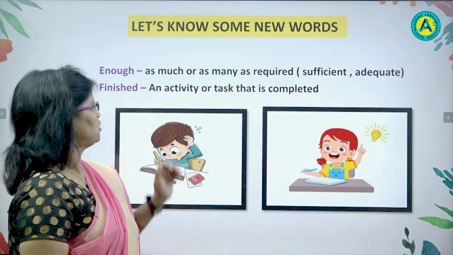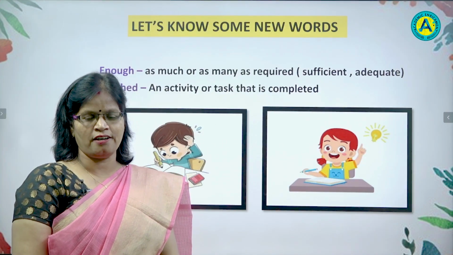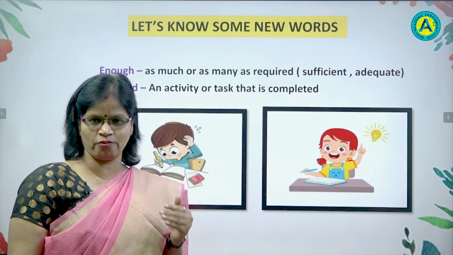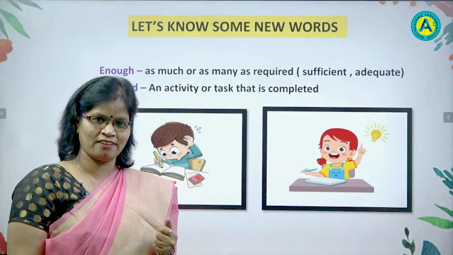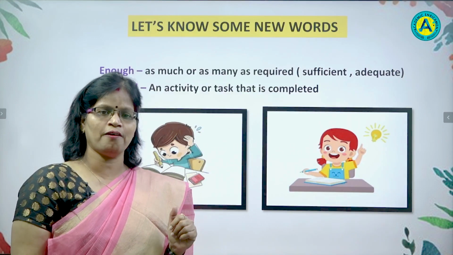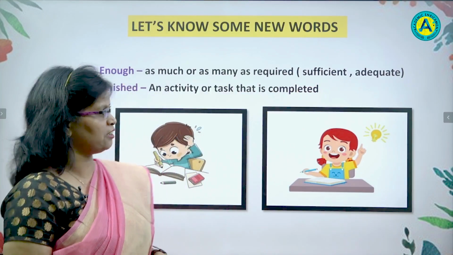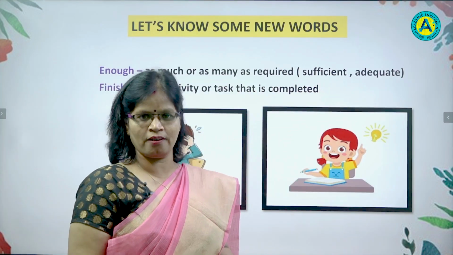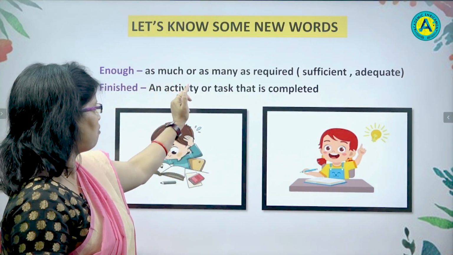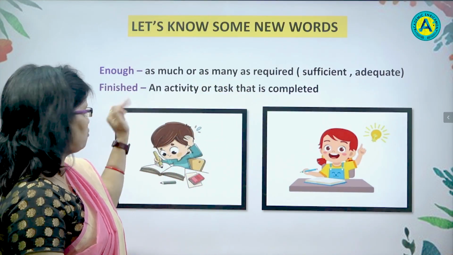No? Okay. Suppose you are taking your lunch and your mother asked you to take some more food and you do not want any more. What you will say? Yes, you will say, no mother, I don't need food. This is enough for me, or this is sufficient for me. You can say also, this is adequate for me. So the meaning of enough is as much or as many as required. Okay. Now let's go to the next word.